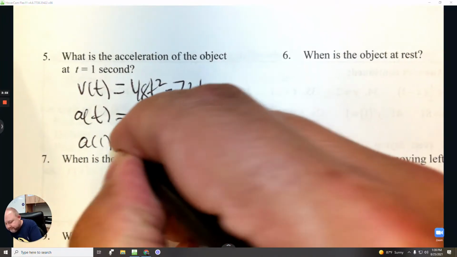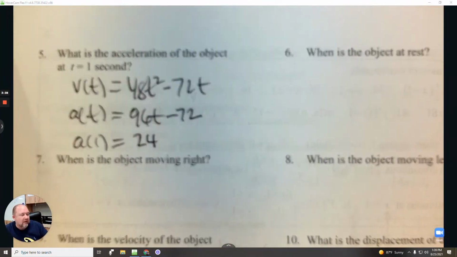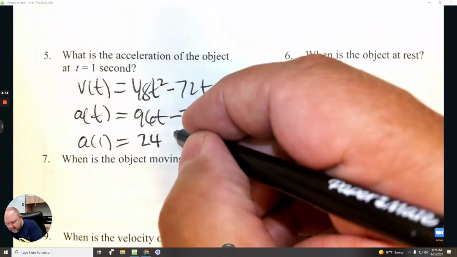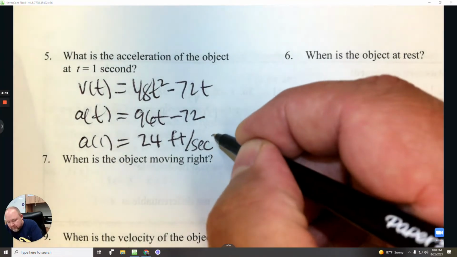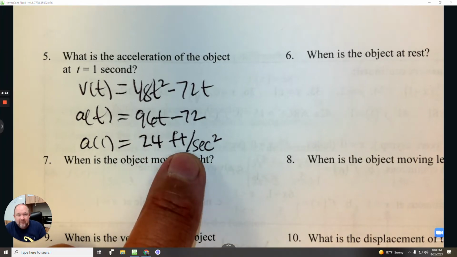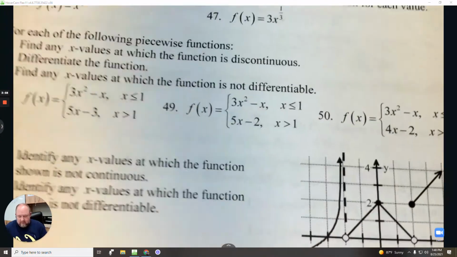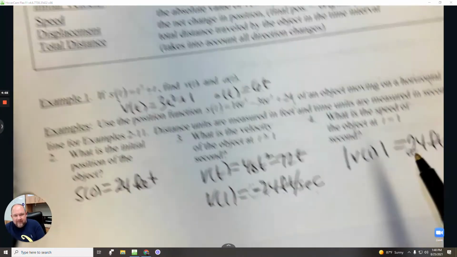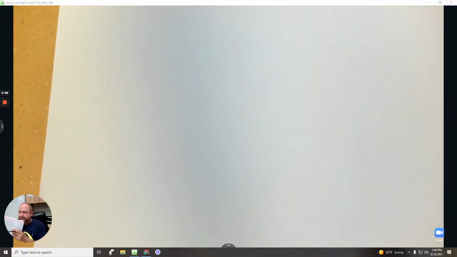Plug in 1. So it's 96 take away 72, so again, it's 24. Now how do I write acceleration? Acceleration is the change in velocity over time. So velocity is feet per second, but it's feet per second per second. So acceleration is written as feet per second squared. Well, velocity was just written as feet per second, and position is just feet. Knowing how to write the units is a part of this lesson.